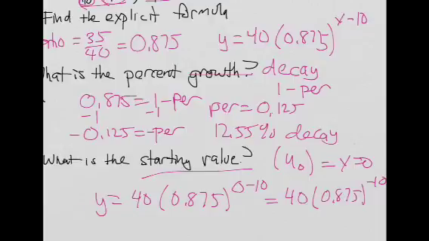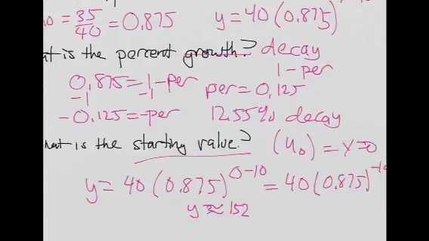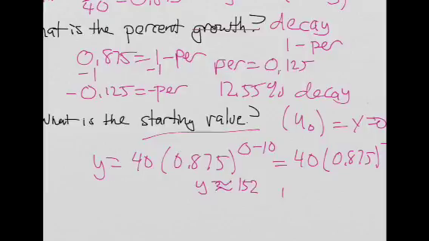Right, what's a negative exponent mean? If you don't remember that from Algebra 1, we'll be talking about that in the next lesson. But fortunately for us right now, the calculator knows what to do, so I'm just going to plug it into the calculator with the negative exponent, 0.875 raised to the negative 10th power, and I'm going to get y equals about 152. So that would be my starting value. Or I could say my u sub 0 is 152.